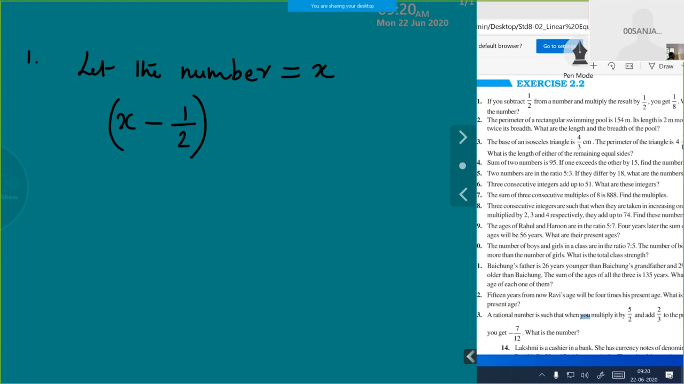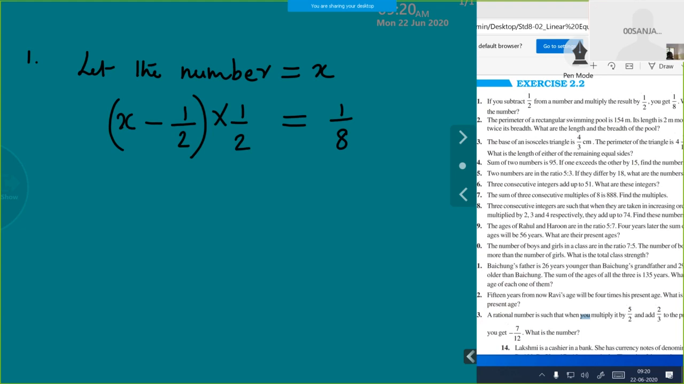When you subtract half from the variable or the number here x, the result is the bracket expression which is shown on the board. This is multiplied by half. You get 1 by 8. So the answer is 1 by 8. This is what is given in the question. So what I did now is I just translated all the word expressions given in the question to algebraic expressions.